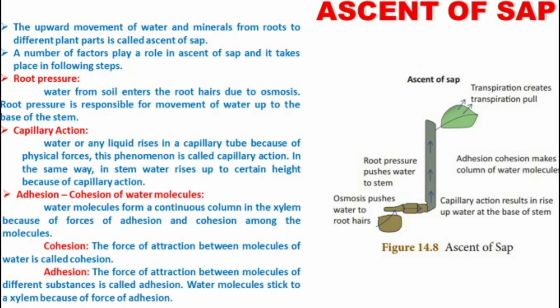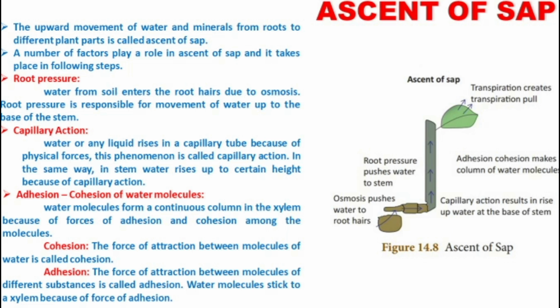Root pressure is the main factor which plays a major role in the movement of water. Water from soil enters into the root hairs due to osmosis. Root pressure is responsible for movement of water up to the base of the stem. The next factor is capillary action. Water or any liquid rises in a capillary tube because of physical forces. This phenomenon is called capillary action. In the same way, in stem, water rises up to a certain height because of capillary action.